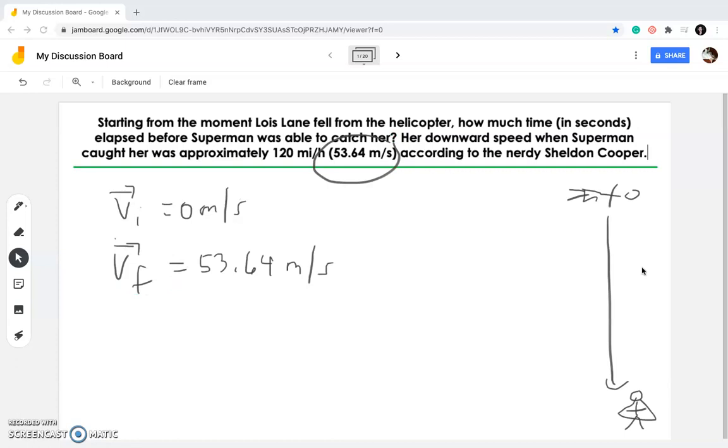But there's more, and you have to be very careful with this one. You have to add a negative sign. So it has to be negative 53.64 meters per second. Why? It's simply because Lois Lane's velocity is actually directed downward. If the motion is downward, that velocity should be given a negative sign.